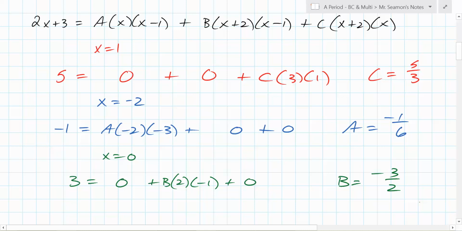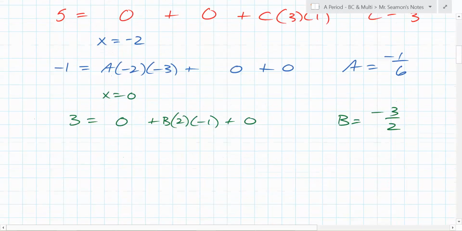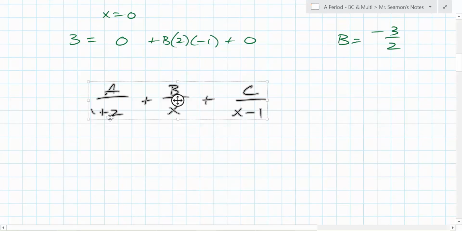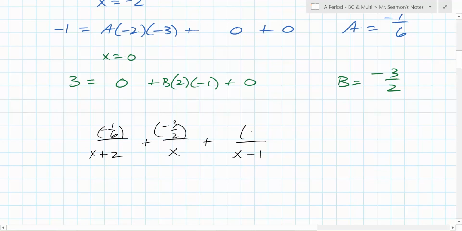Now that we have those three numbers, are we now able to write this as 3 integrals? Yep, sure can. So now you have, instead of a, b, and c, what do you have? What was a? Negative 1/6, and then b was negative 3 over 2, and then c was 5/3.